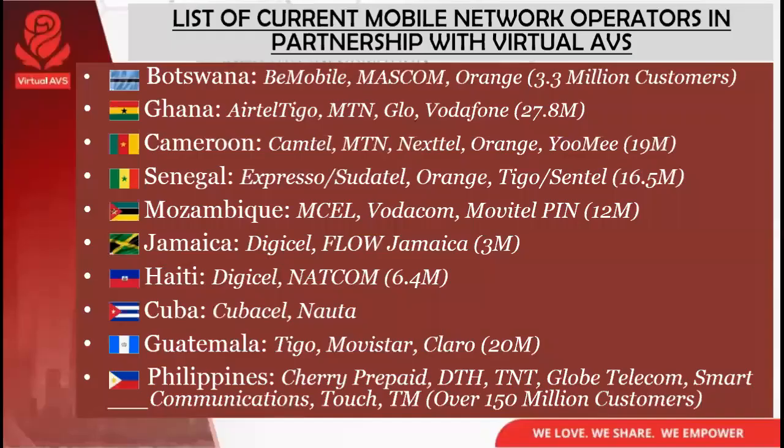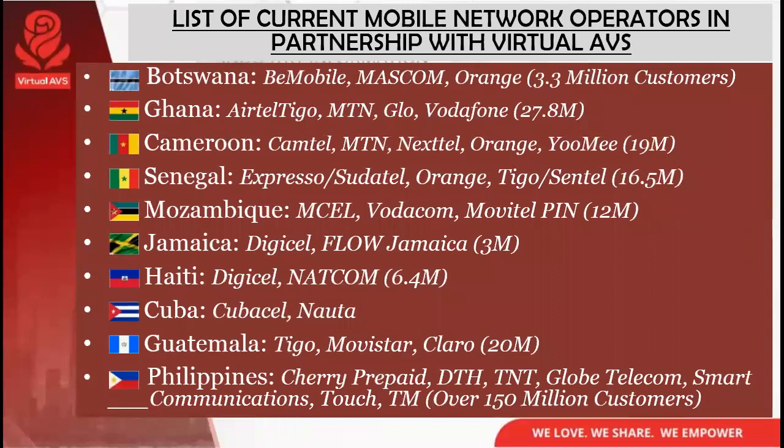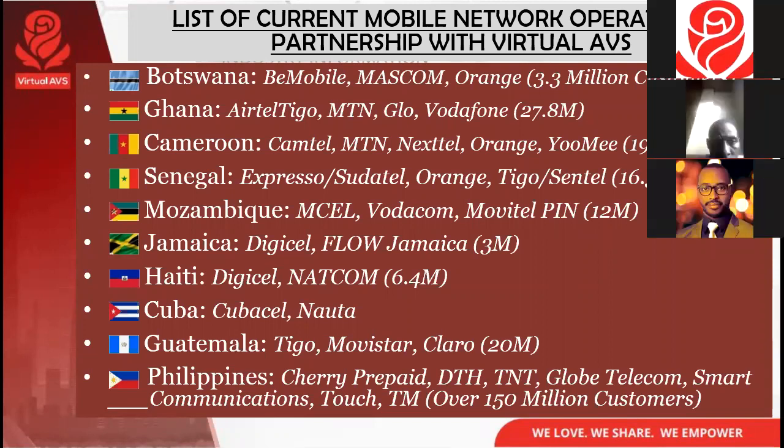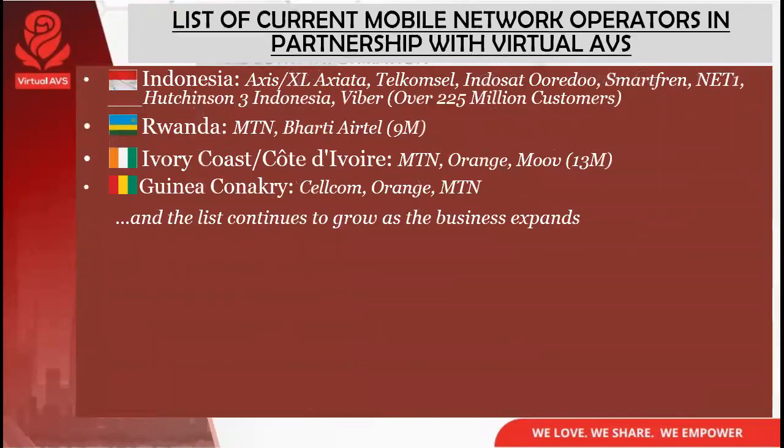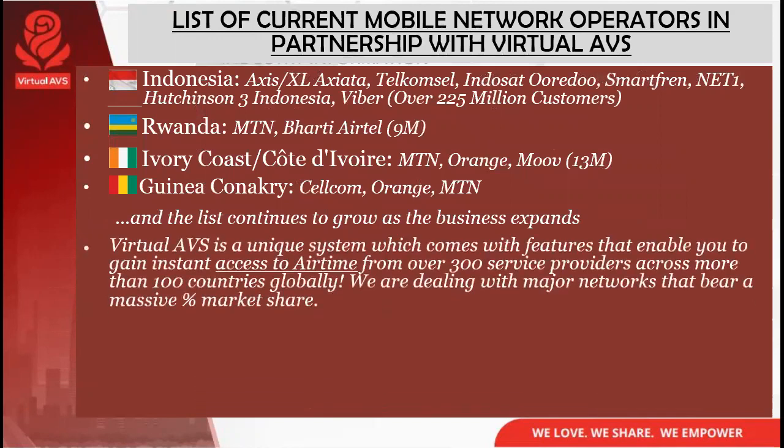Have you spoken to people in Botswana, in Ghana, in Cameroon, in Senegal, in Cuba, in Haiti, in Guatemala? All these people have access to virtual AVS because once you get onto Google Play Store, you can get connected to all these people all around the world. And you could be able to sell airtime to them, or you could connect them to the app and get access to it so that they could be able to buy airtime from virtual AVS. Instant income, instant access, not to be mistaken with any other app that probably is just filling up your phone.